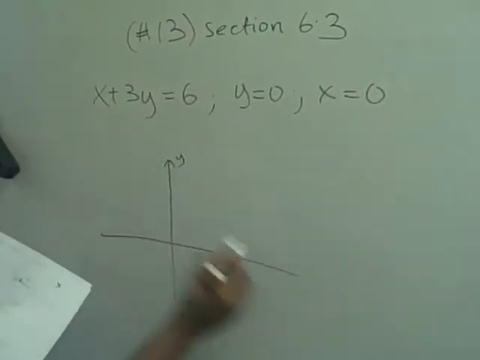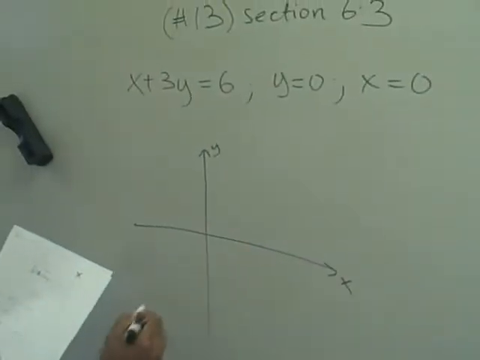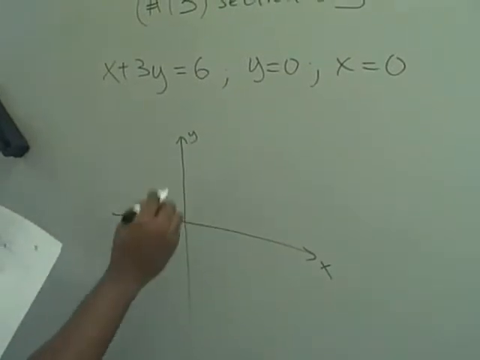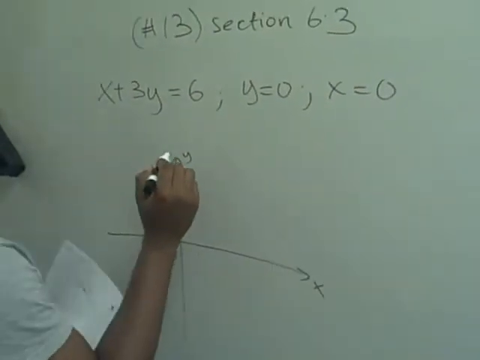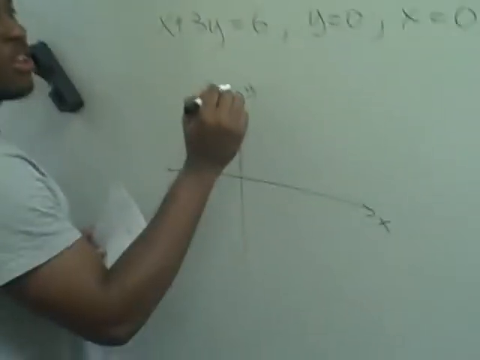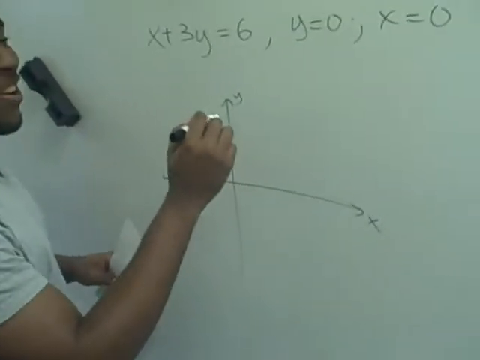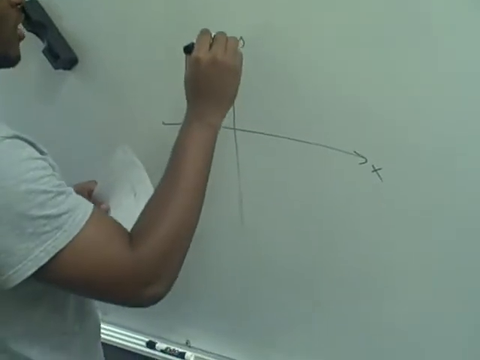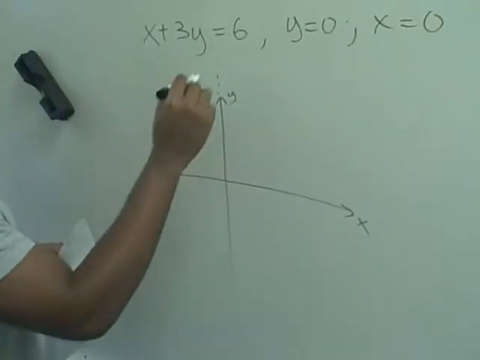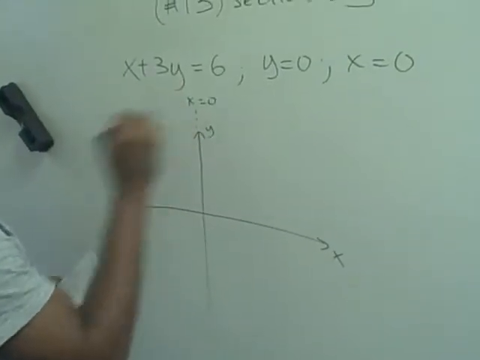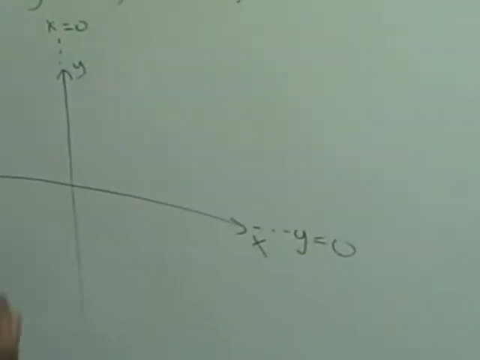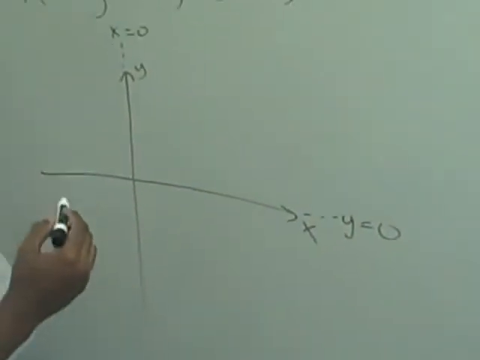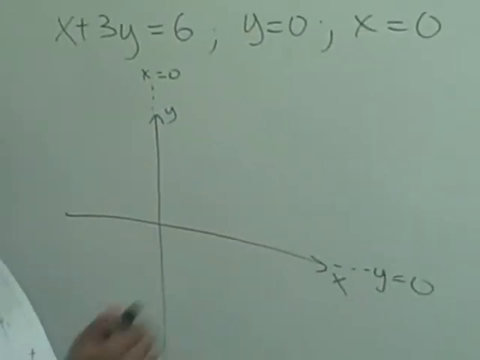This is the y-axis, the x-axis. Remember we have two boundaries. We have the boundary x equals 0 and the boundary y equals 0. So we draw the graph. To aid us in drawing the graph, we're just going to find the intercept on the axis.